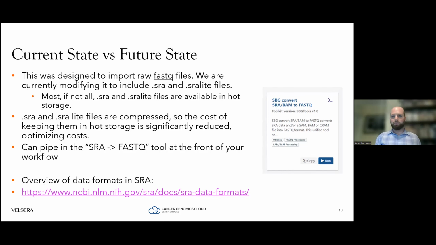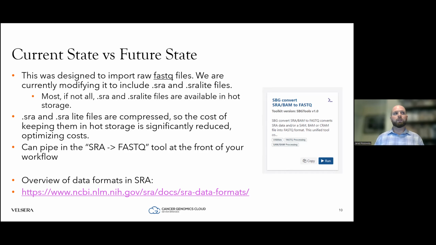However, Sarah did some wonderful investigative work and discovered that most, if not all, of the data is available in hot storage in .sra or .sra Lite files. Now, I've put a link at the bottom of the slide that tells you a bit more about what those are and what that means. But essentially, it means that you can access almost the entirety of the SRA in hot storage in these file types. It makes sense that the NCBI would want to use compressed files in hot storage because the smaller they are, the cheaper the storage is going to cost. If you keep all of the raw files in hot storage, the cost of storage significantly increases.